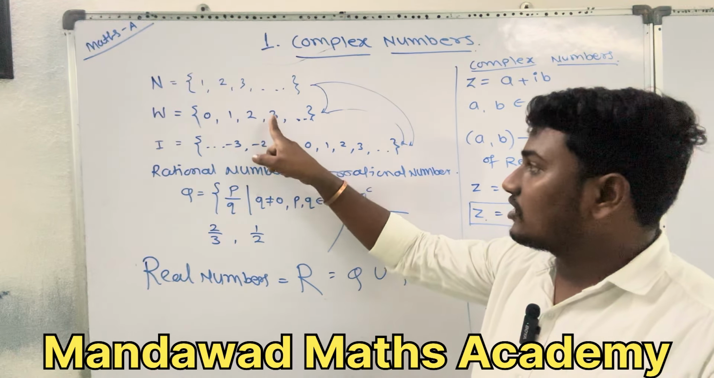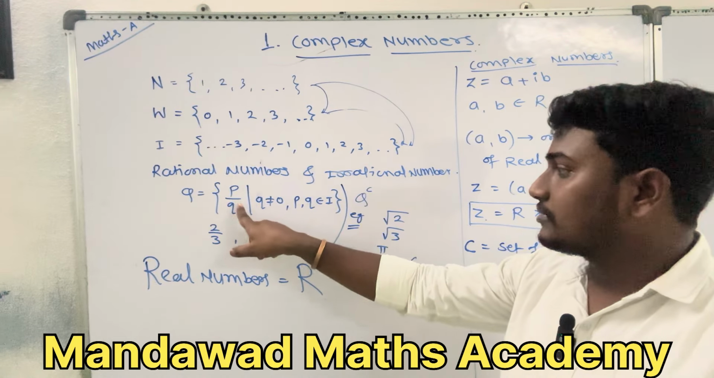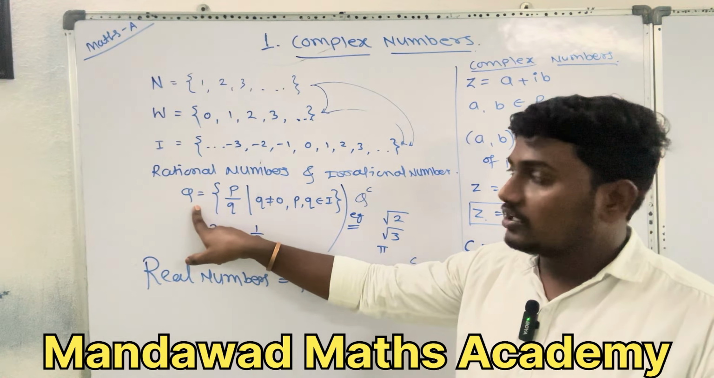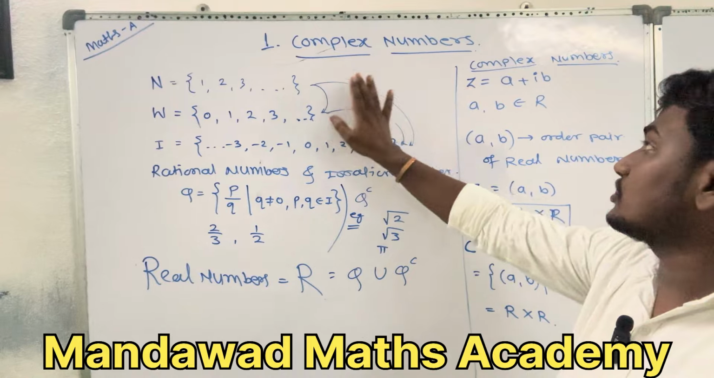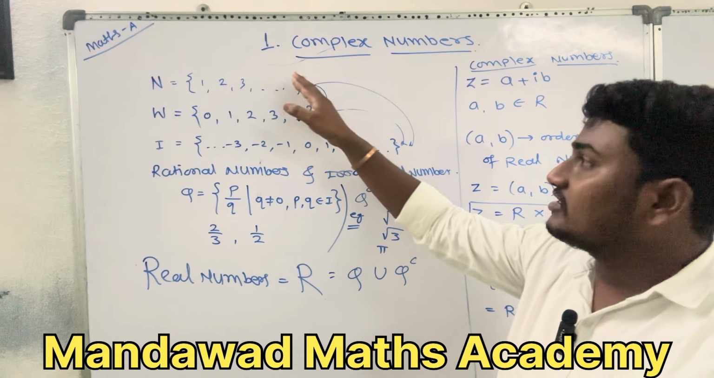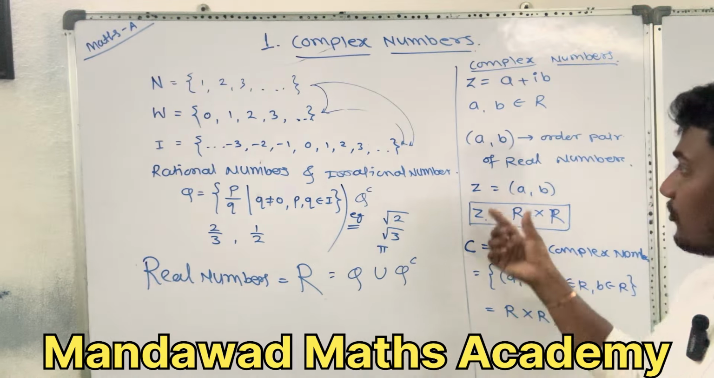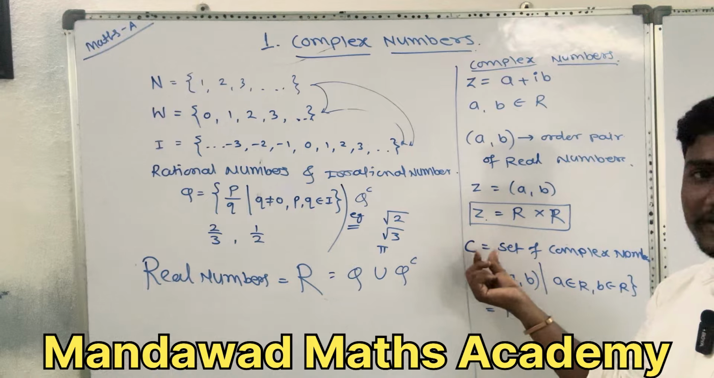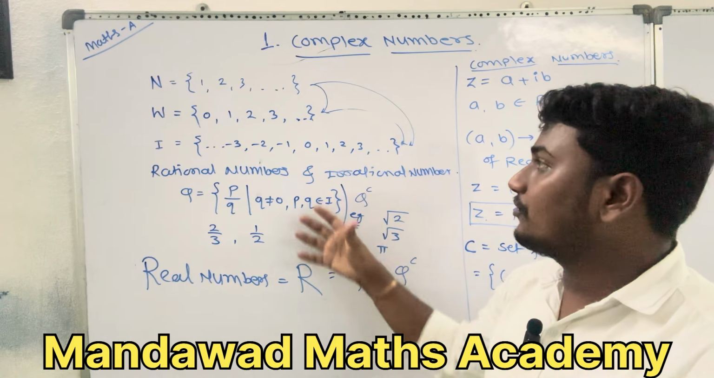N is a subset of W, and therefore N is a subset of the integers. N is a subset of Q, the rational numbers. N is a subset of the real numbers. N is a subset of the complex numbers. N is the smallest set among these, and the set of complex numbers is denoted by capital C. Capital C is the superset of all these sets of numbers.